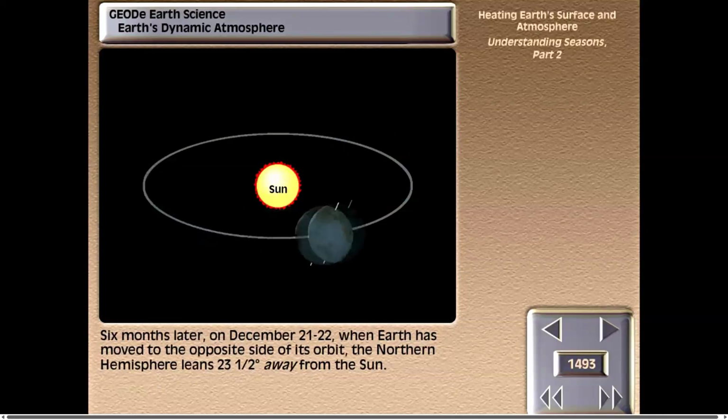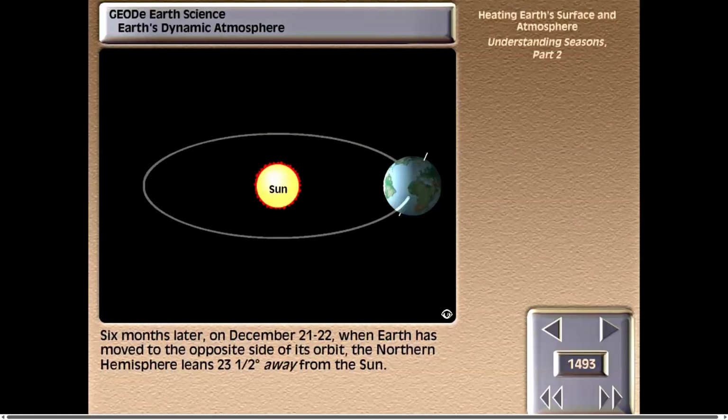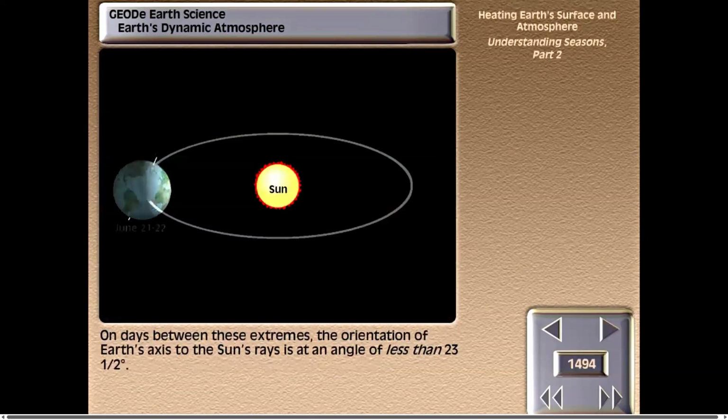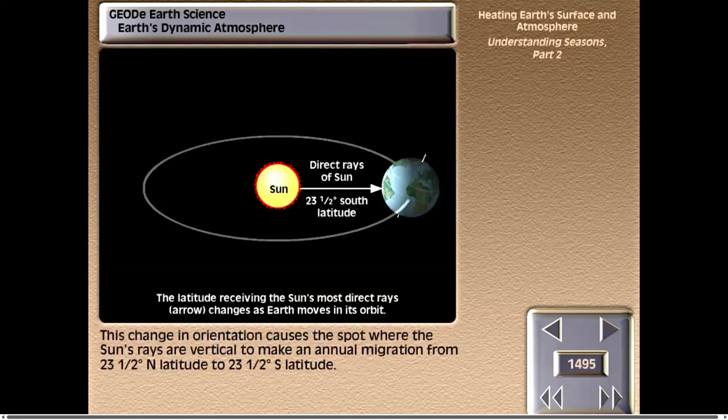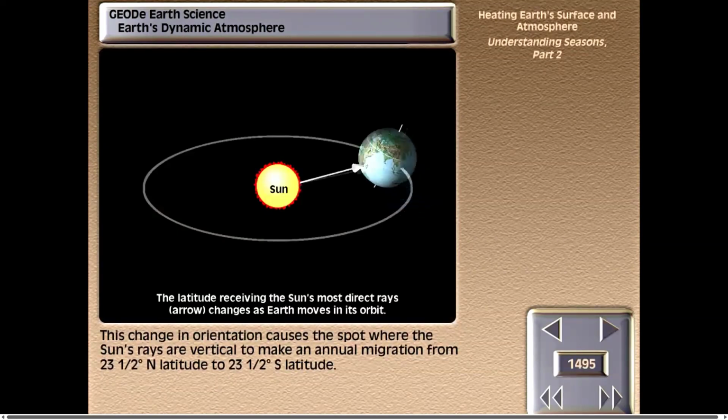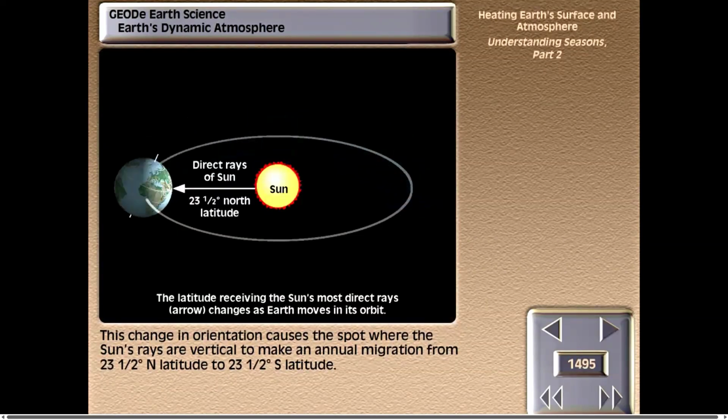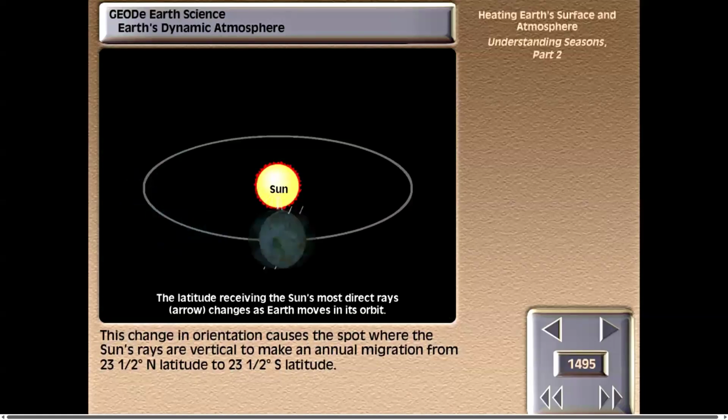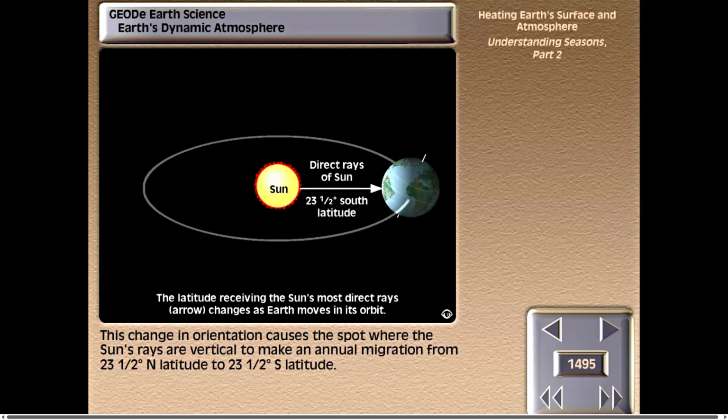6 months later, on December 21st or 22nd, when Earth has moved to the opposite side of its orbit, the northern hemisphere leans 23.5 degrees away from the Sun. On days between these extremes, the orientation of Earth's axis to the Sun's rays is at an angle of less than 23.5 degrees. This change in orientation causes the spot where the Sun's rays are vertical to make an annual migration from 23.5 degrees north latitude to 23.5 degrees south latitude.